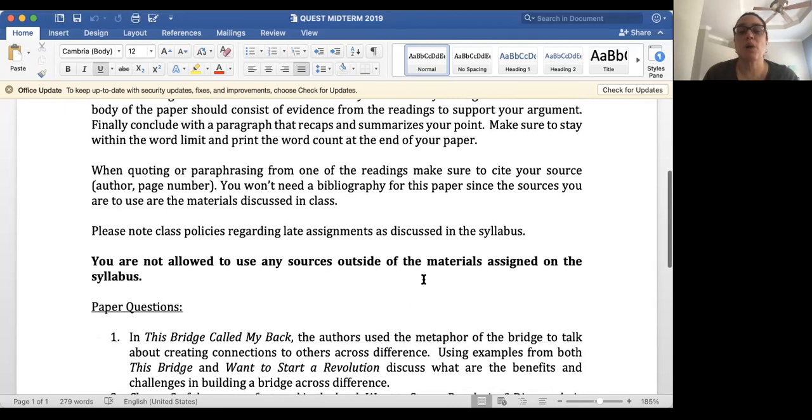Please also note any class policies regarding late assignments as discussed in the syllabus. Make sure that if something is happening that prevents you from turning in the paper on time, then you email me as early as possible so we can figure out an alternative plan.